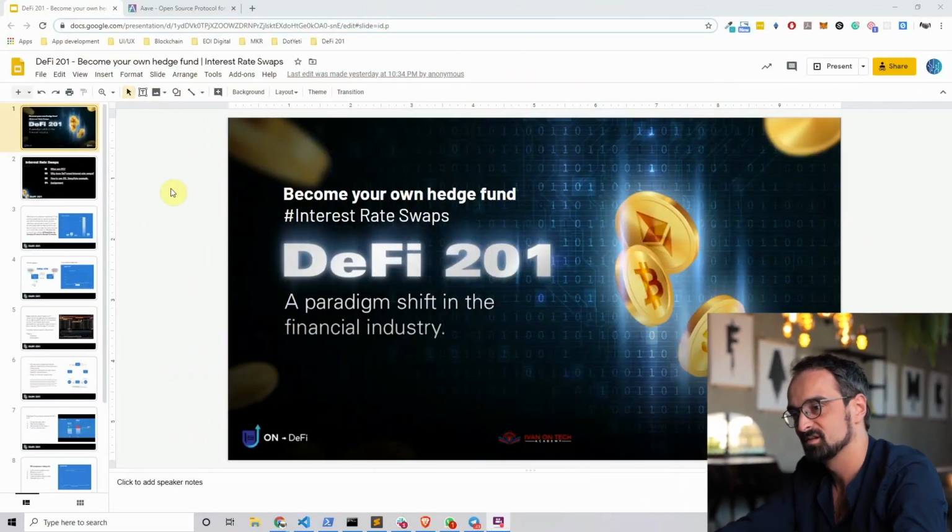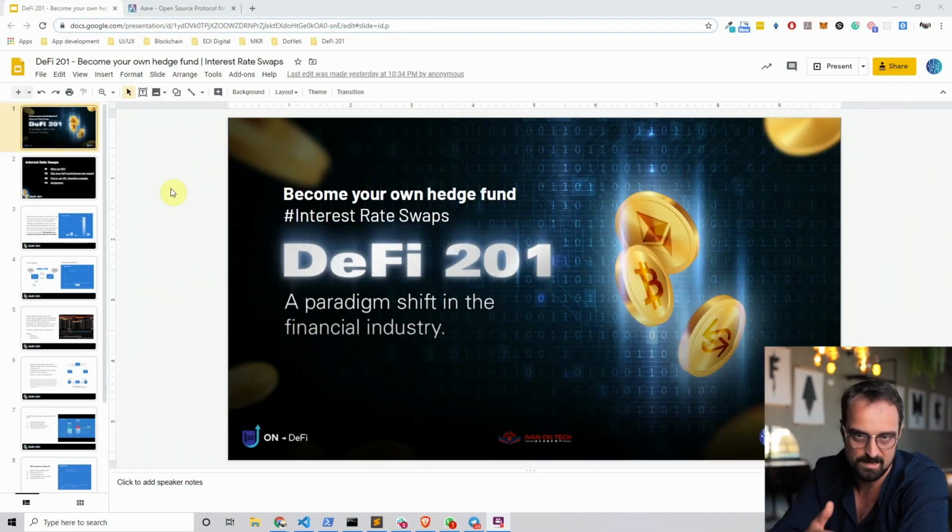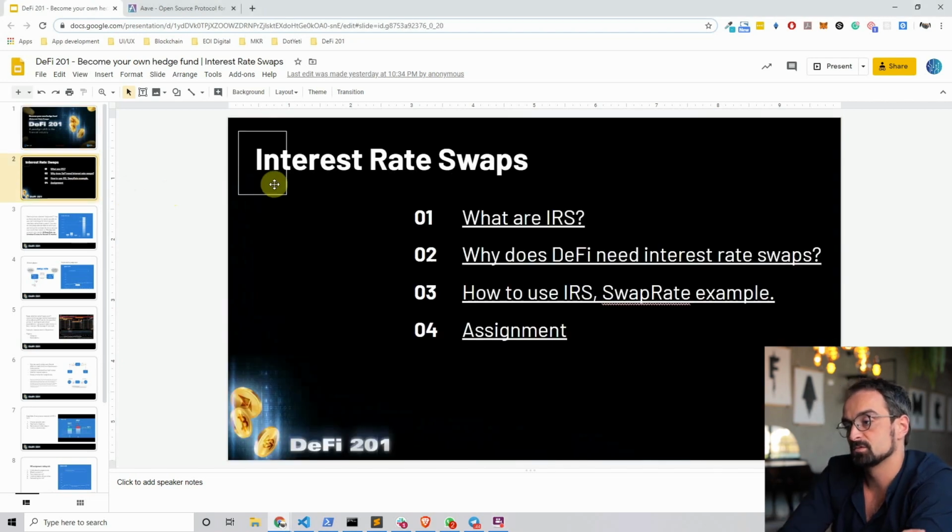I hope that Andrew gave you a good explanation of what a hedge fund is, and that you have a good understanding of the traditional market, how a hedge fund traditionally operates, and how the traditional financial market works. Now, as Andrew already mentioned in his presentation, we're going to talk a little bit more in depth about interest rate swaps. And we will discuss with you what an interest rate swap is, why DeFi needs interest rate swaps, and how to use an interest rate swap with an interest rate swap example.